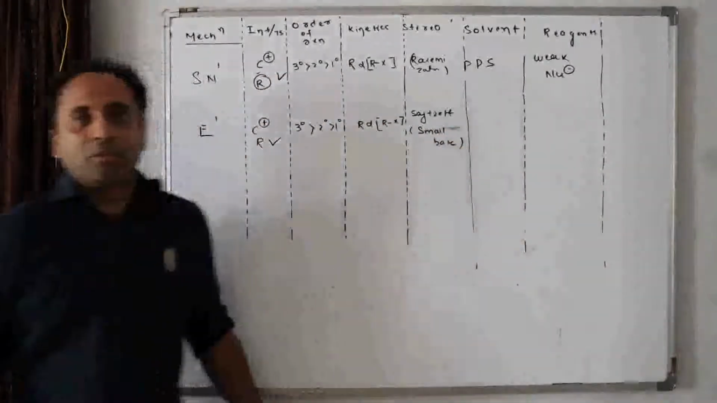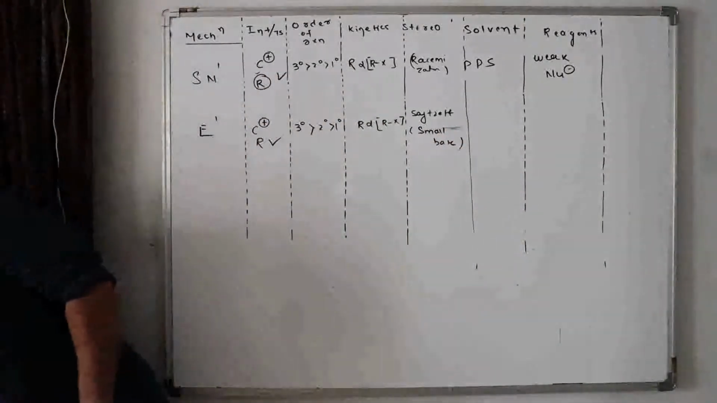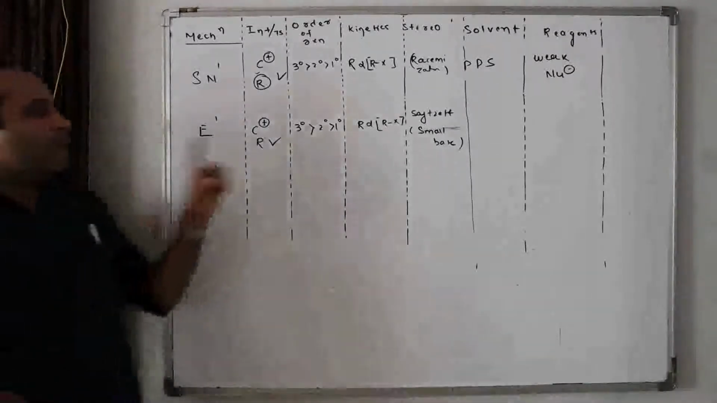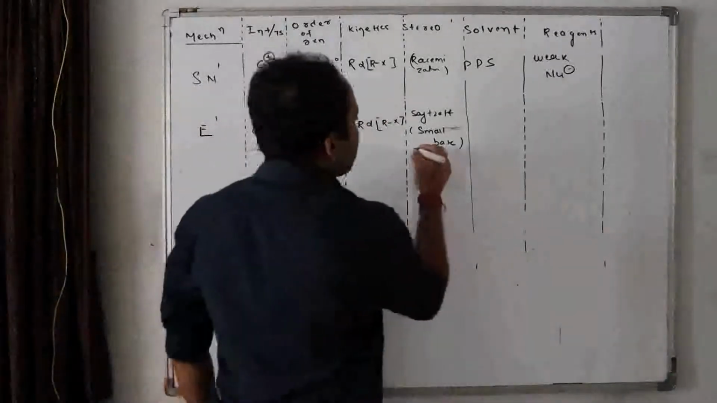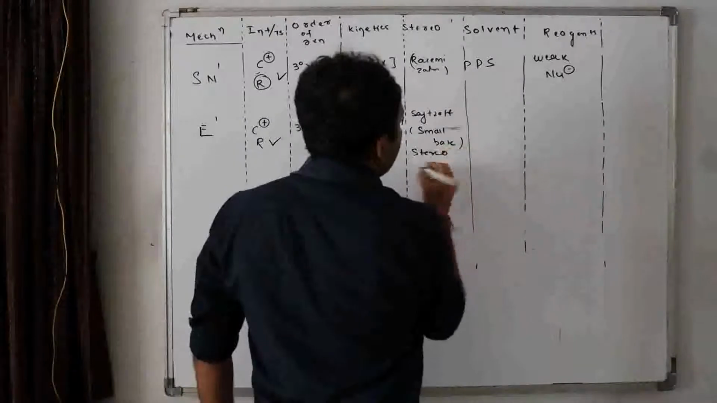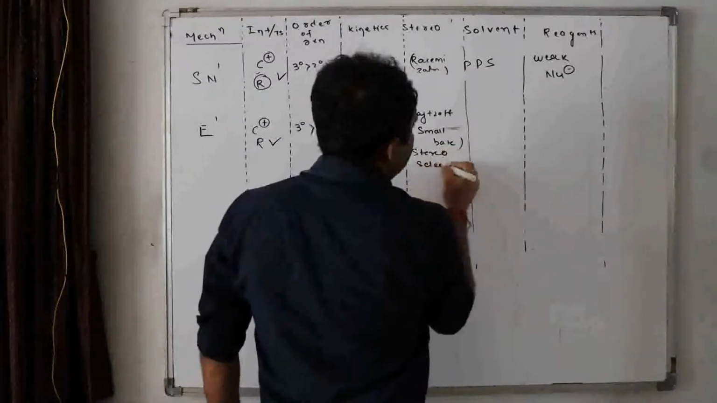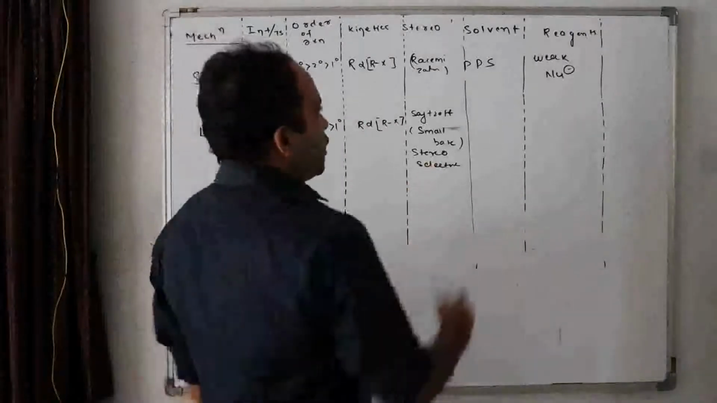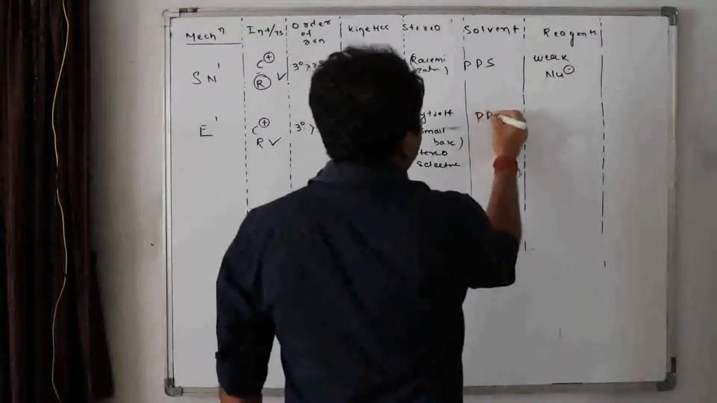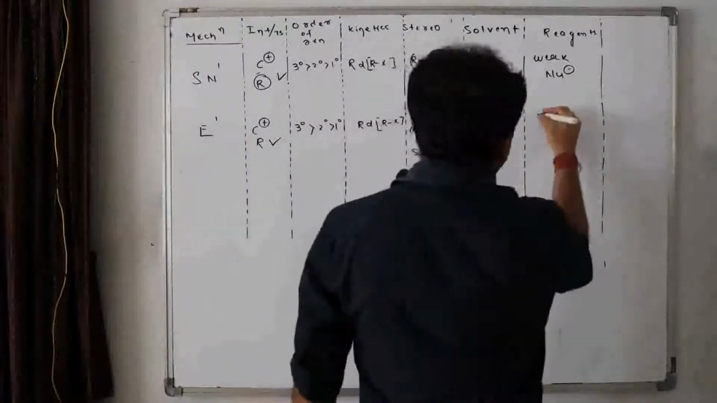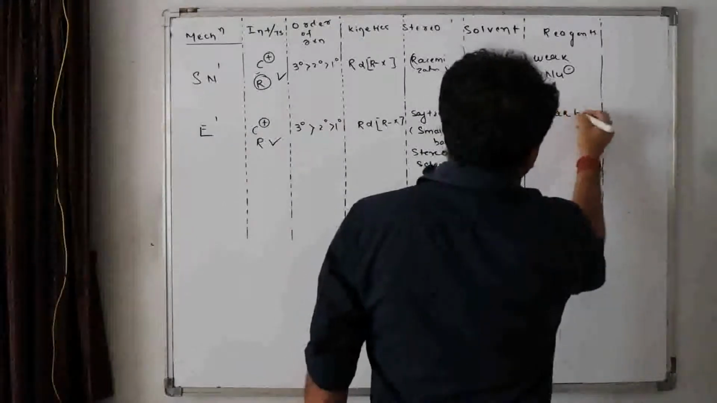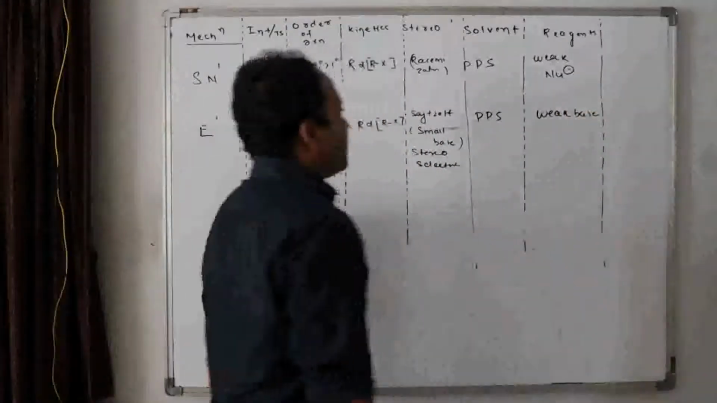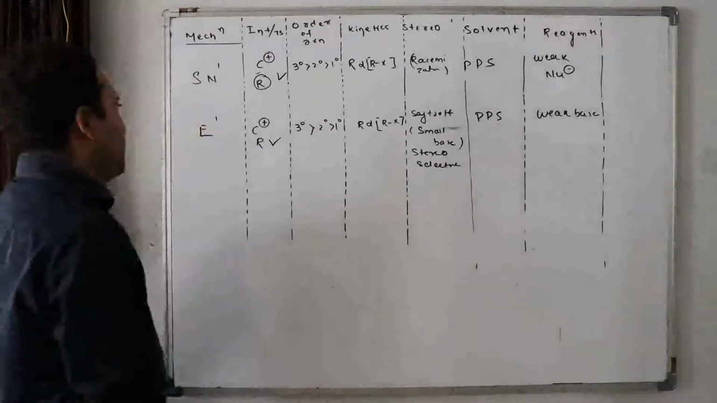Small base supports, isn't it? Small base supports. And we know that this is stereoselective, isn't it? That means Saytzeff dominates. Solvent: polar protic solvent. And the reagent is a weak base. We use a weak base as the reagent, isn't it?